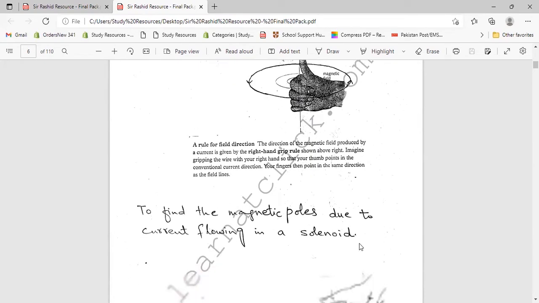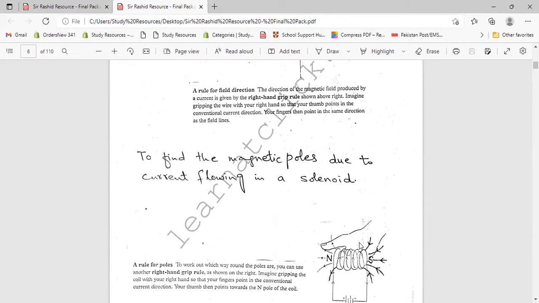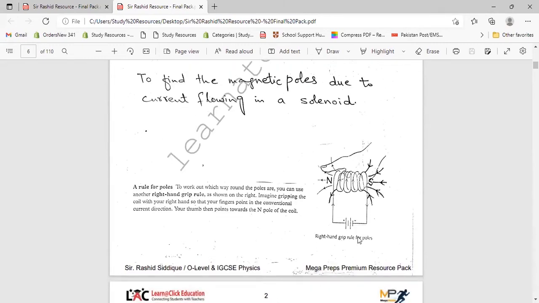The other situation is to find the magnetic poles due to current flowing in a solenoid. In this case, you will apply the rule in a different way. Along the rotation of the current, you will set the fingers of your right hand and check the position of the thumb. The thumb will show the north pole of the magnetic field and the other side will be the south pole. In electricity, we have to refer back to these rules.